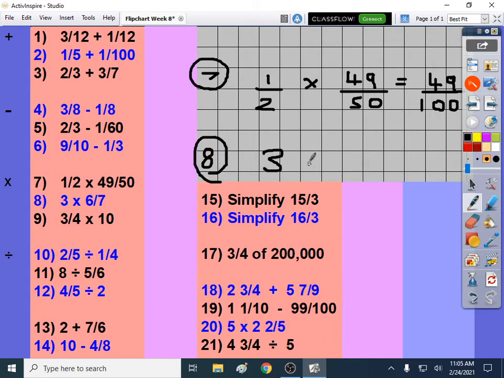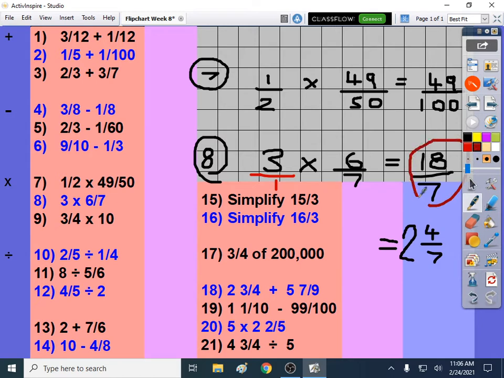3 times 6/7. Haven't given myself much room to make it 3 whole ones. 18/7 then. That's fine. You could make it a mixed number. 14/7 would be 2 whole ones, and I'd have 4 left. 2 and 4/7. But that's fine on this one, and so is that.